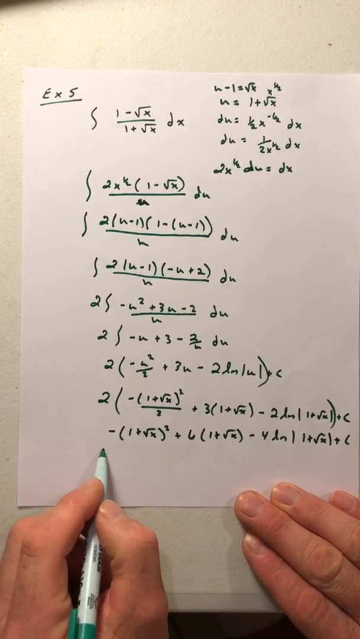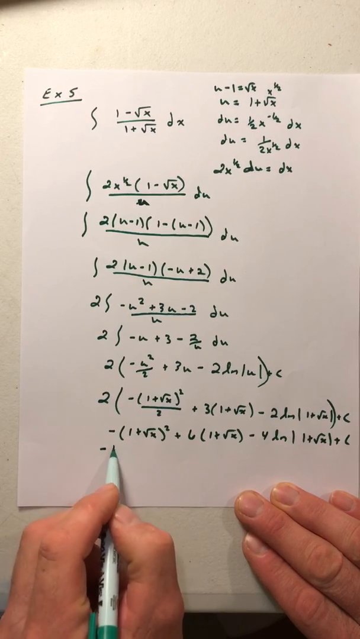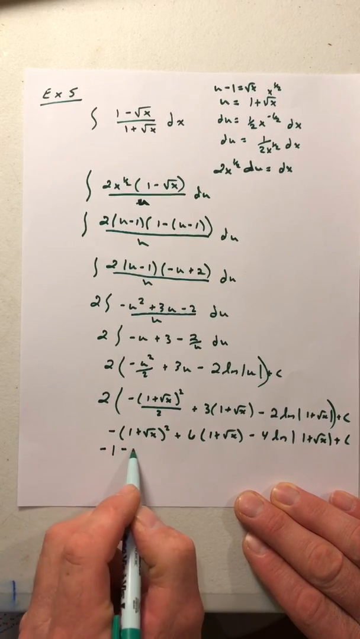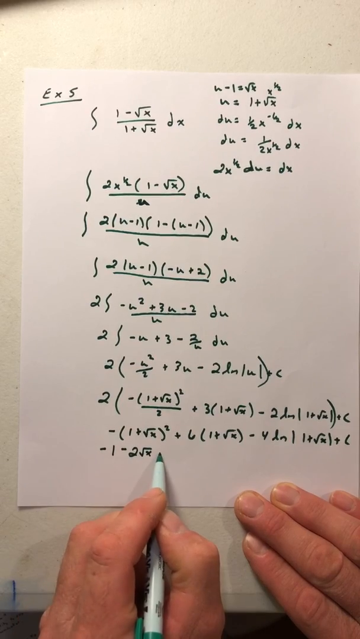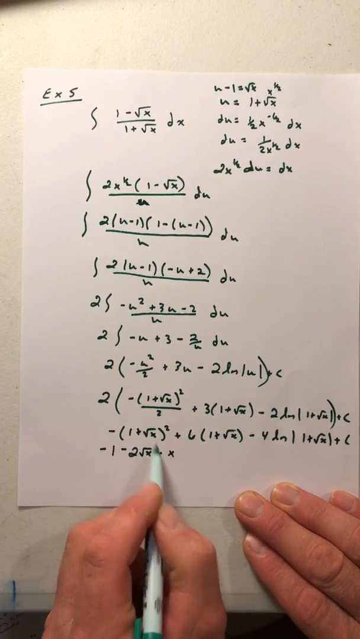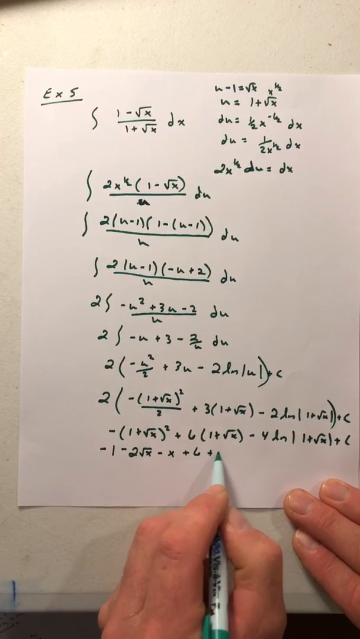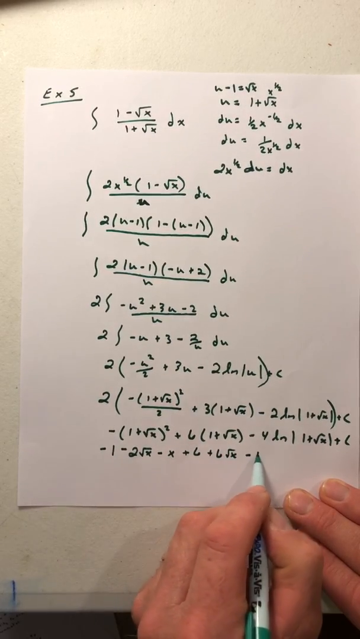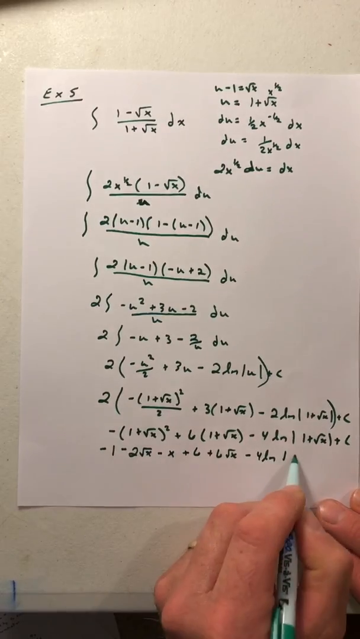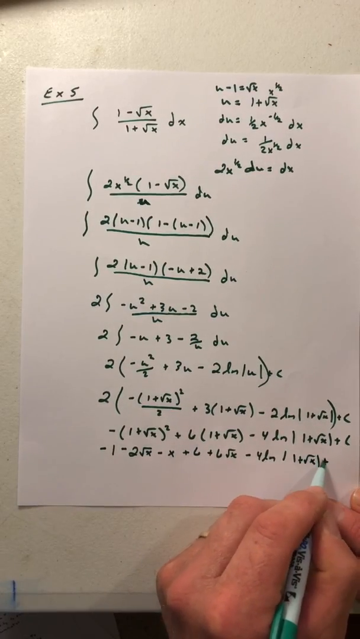We can square this out. If I square this out, I get the negative of 1 squared, which gives us a 1, minus 2 square roots of x, minus the square root of x squared, which gives us x, plus 6 plus 6 square roots of x, minus 4 natural logs of the absolute value of 1 plus the square root of x, plus c.